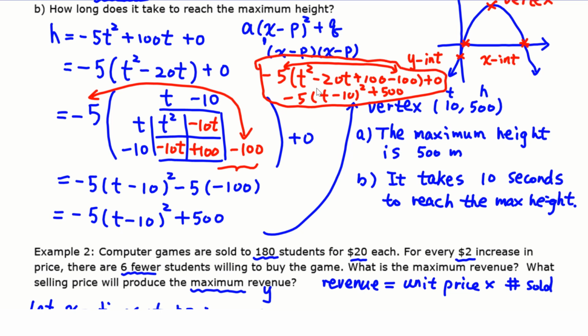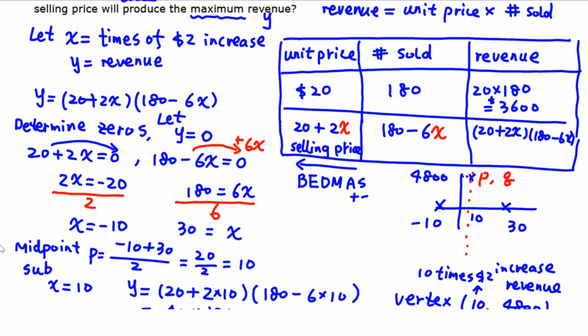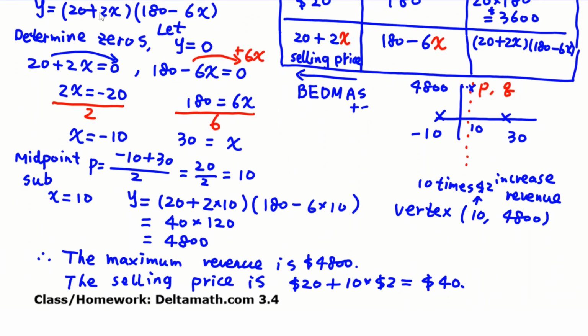You add half of the new b value in the bracket, squared, to make it a perfect square. Or for a word problem, if it's in factored form, we find the zeros and find the midpoint, sub the midpoint back, you have the vertex y coordinate, then you get the vertex. So that is all for this lesson. Thanks for watching.